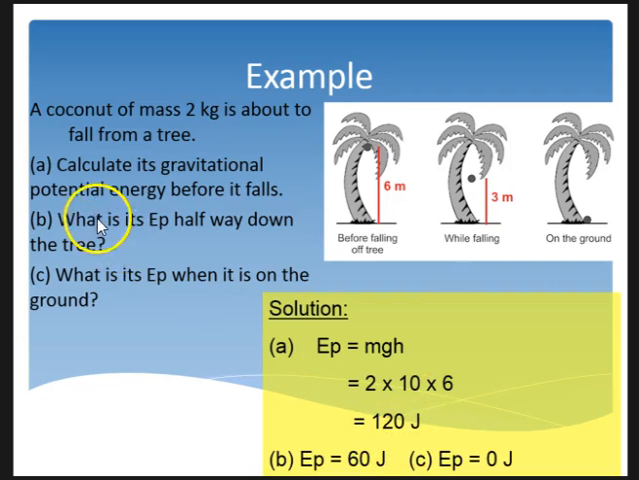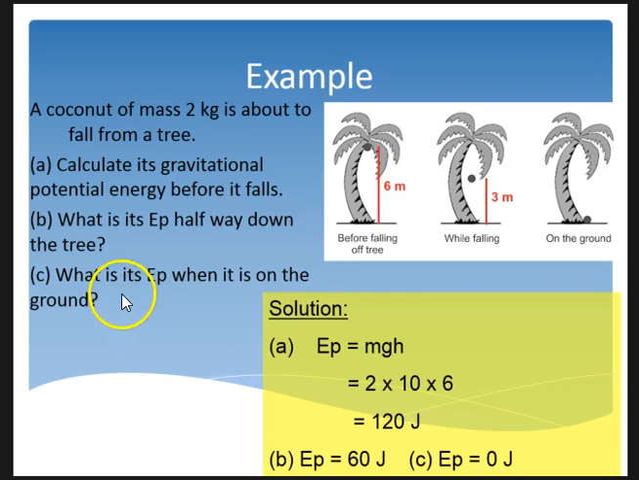The next question is this: what is the gravitational potential energy of the coconut when it has fallen and it is halfway down, at this position, 3 meters away? Since the height of this coconut is just 3 meters above ground, this would suggest that the GPE would also be less. So how much less? Since the mass of the coconut remains the same, Earth's gravity remains at 10 in this location, and the height is now 3 meters, substituting into this equation will give us the answer of 60 joules.